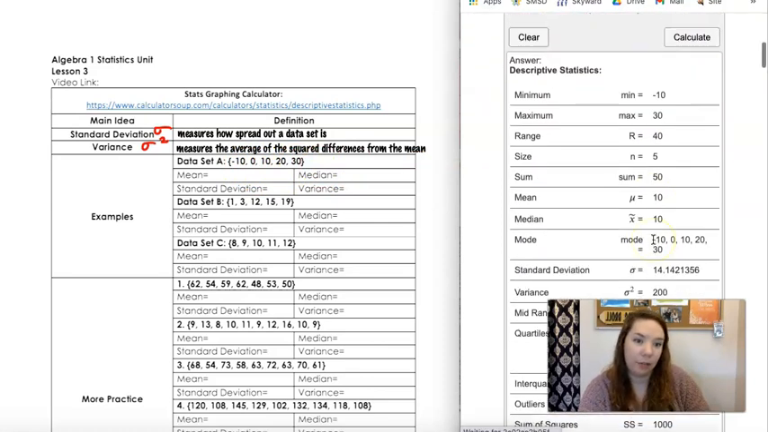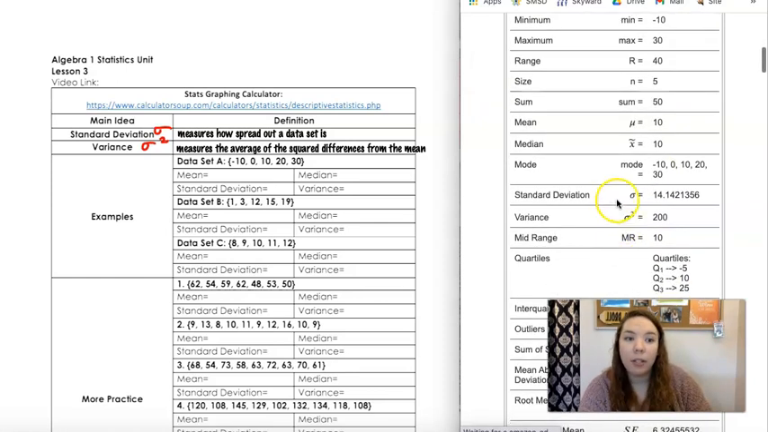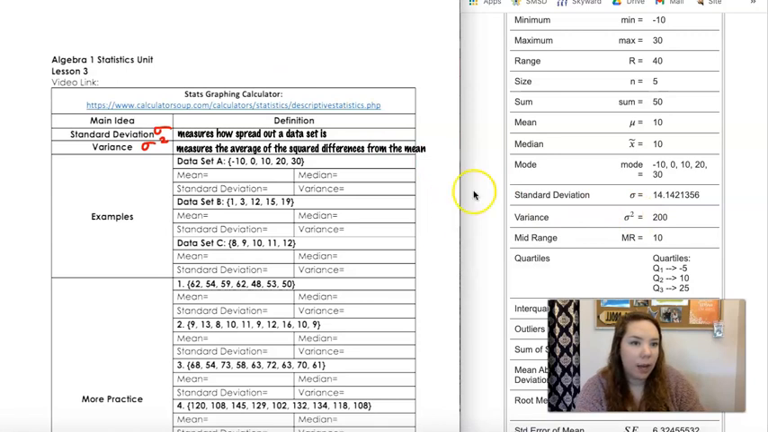It has all the same stuff from yesterday because it's the same site. But we're focusing on standard deviation, and you can see it has this lowercase sigma and the variance. It says the mean was 10, the median was 10. Let's round to the nearest tenth. So standard deviation is 14.1, which means our data is spread out roughly as a group 14.1 from the mean of 10. Obviously, some are more spread out than others, where 30 is 20 away, negative 10 is also 20 away, but not all of them are that far away. And then our variance was 200.